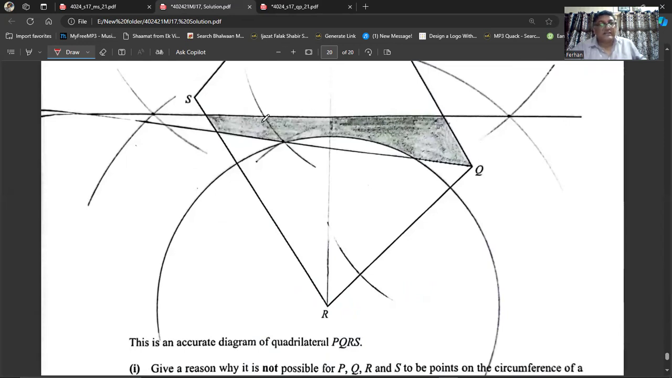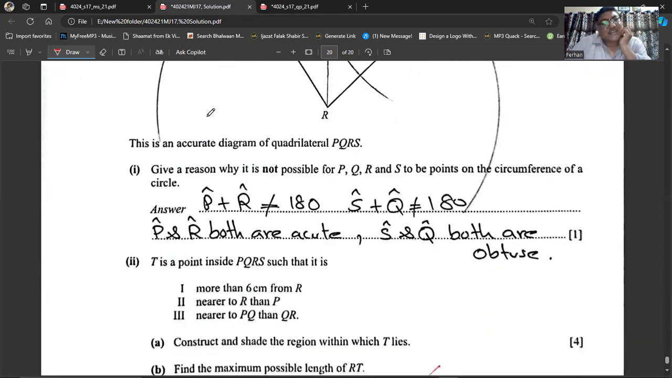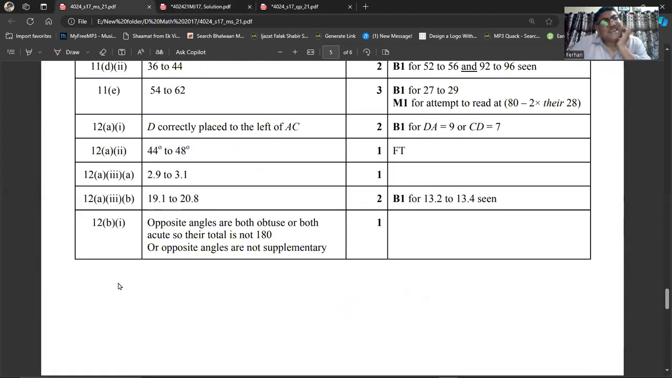what is the distance here, what is the distance here. I have to check from R into that shaded region. So wherever is the maximum distance, I will note that down. That is 8 centimeter. Okay. I've done that. Hopefully you understand.